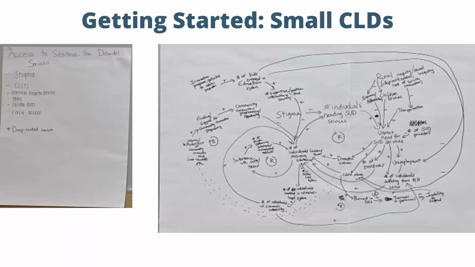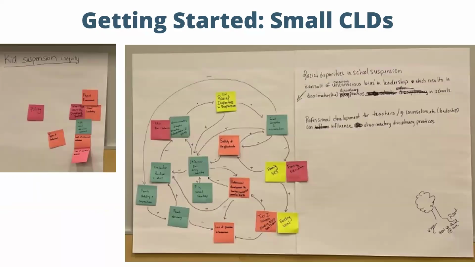So after they've done those trends over time activities, we move on to creating small CLDs where the team divides into small groups based on what area they want to focus on. And they're working on their own, but they have a facilitator with them to help guide them through making the CLDs. And we, of course, train them before on the components of a CLD and how to create one. So like this one here is focused on access to substance use disorder services. And I'm actually going to go to the next slide for this, which is on kid suspension and equity.